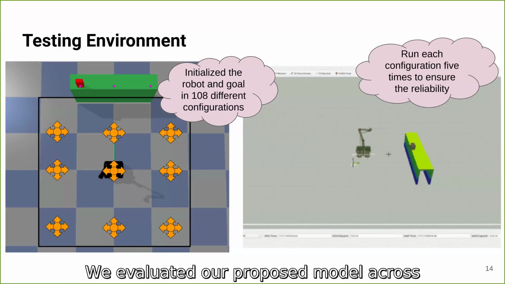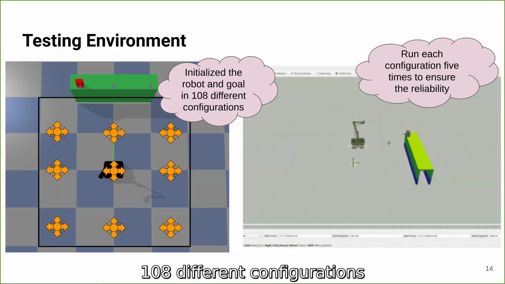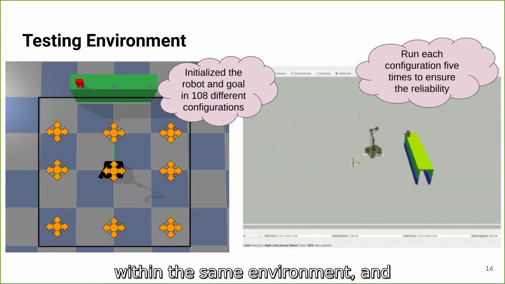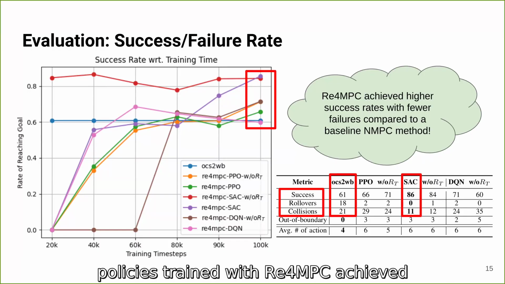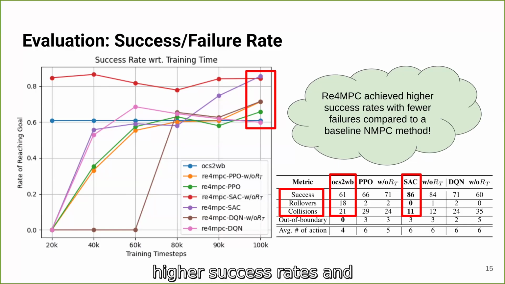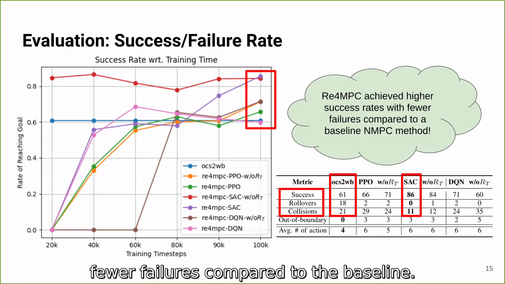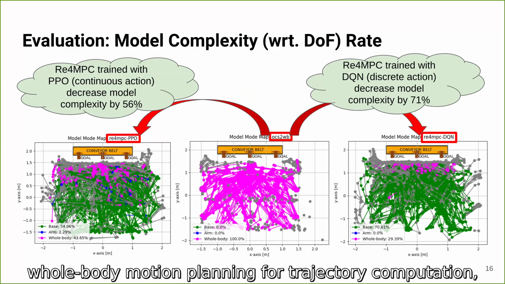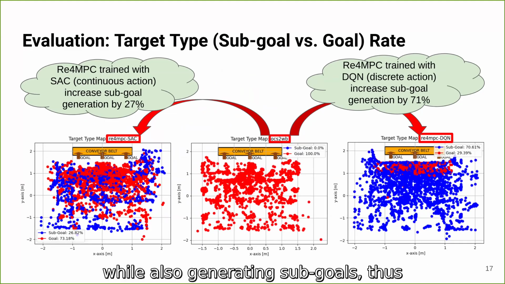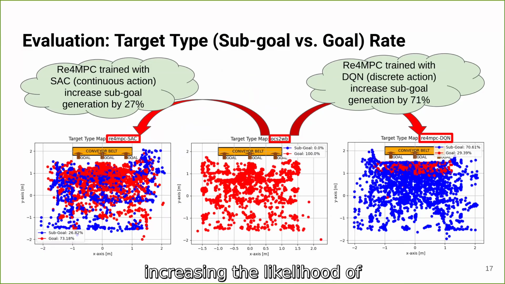We evaluated our proposed model across 108 different configurations within the same environment, and each of them was run 5 times to ensure reliability. Evaluation results show that policies trained with Re4MPC achieved higher success rate and fewer failures compared to the baseline. Our approach significantly reduced reliance on whole-body motion planning for trajectory computation, while also generating sub-goals, thus increasing the likelihood of producing feasible trajectories.